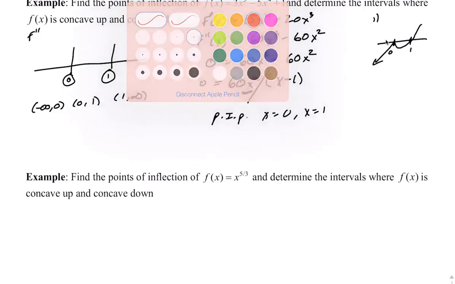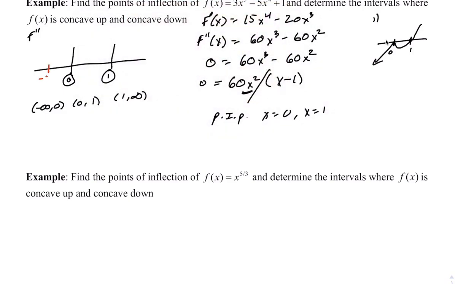We're going to pick some test points. So things to the left of that, like -2. Something between those two, that kind of sucks, 1/2. Something to the right of this guy, 2. Now remember, we're talking about the second derivative here. So we're going to plug our test points into the second derivative.